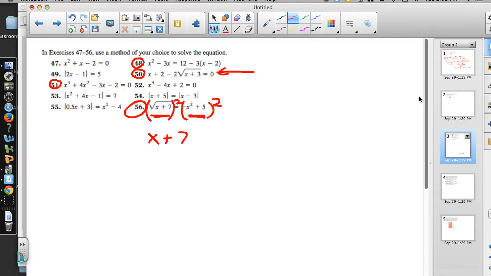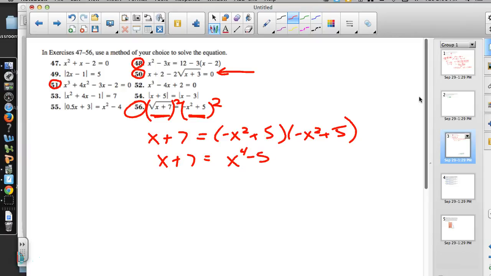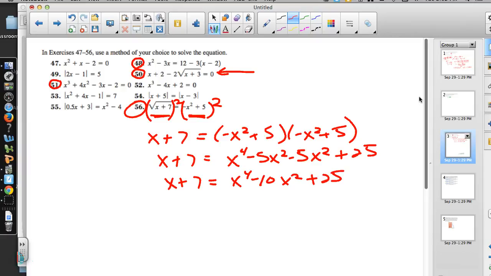And that will give me x plus 7, and over here, negative x squared plus 5 times negative x squared plus 5. And x plus 7 will equal, first times first would give us a positive x to the fourth, outside times outside, a negative 5x squared, inside times inside, a negative 5x squared, and last times last, a plus 25. So x plus 7 equals x to the fourth minus 10x squared plus 25. Get everything over to one side by subtracting an x and subtracting a 7.